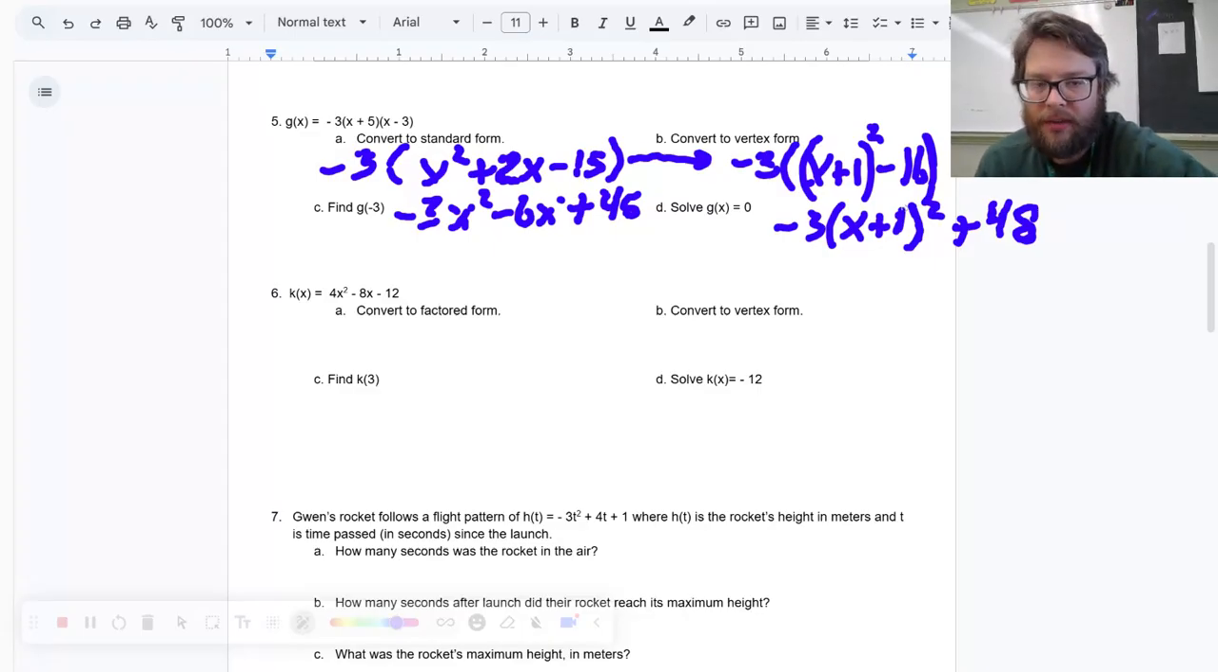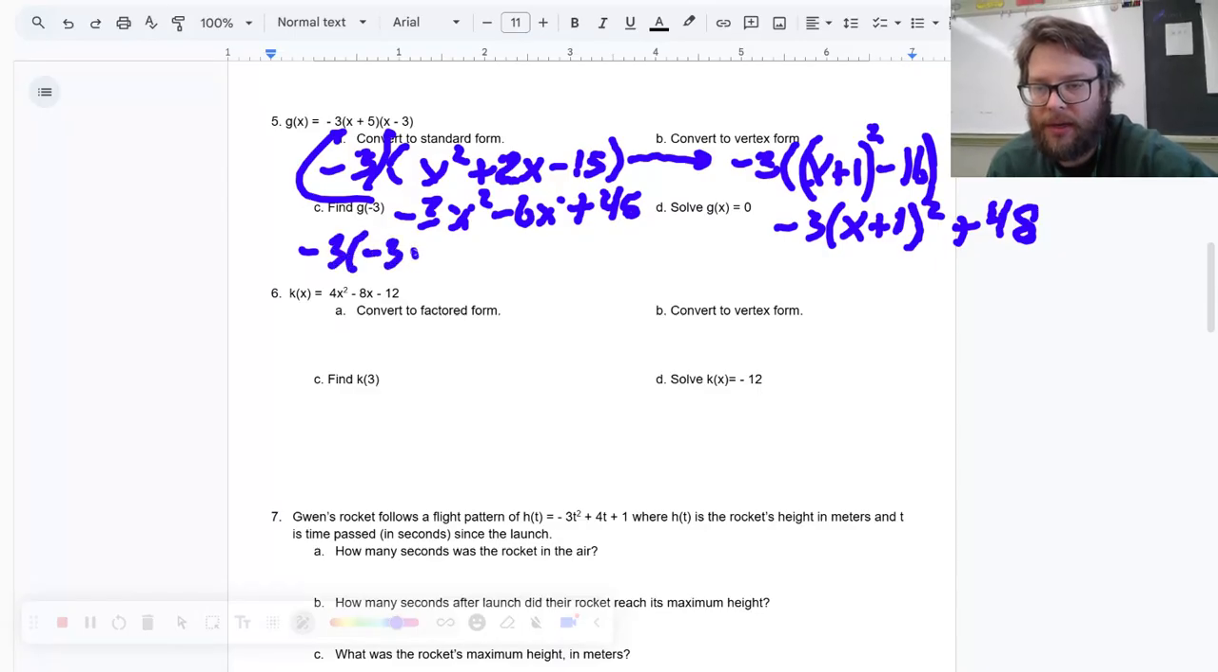Find g of negative 3. That means you plug in negative 3. I'm going to plug it into my factored form just because I feel like it. So I have negative 3 plus 5, negative 3 minus 3. So I guess that means negative 3 times negative 3 plus 5 is 2. Negative 3 minus 3 is negative 6. Multiply that out, you get 36.